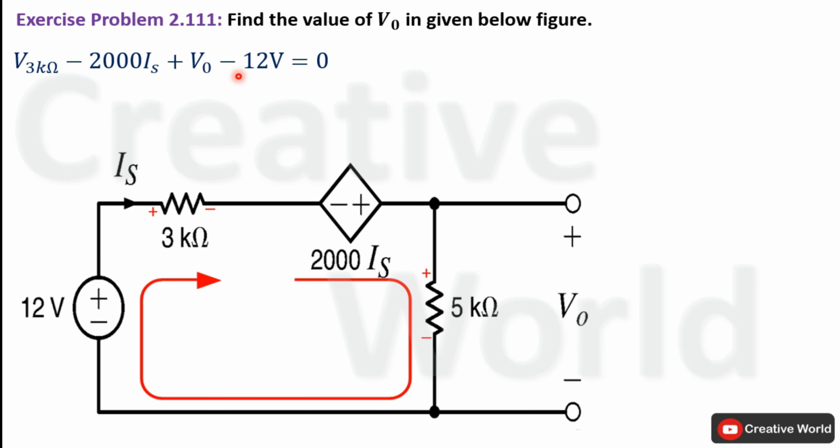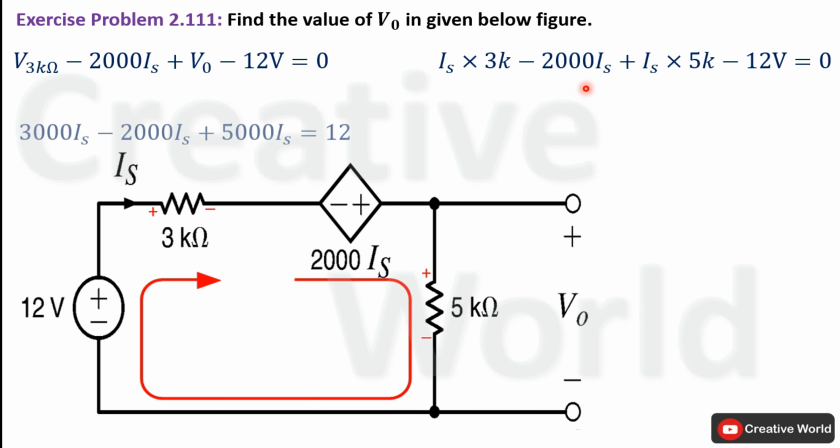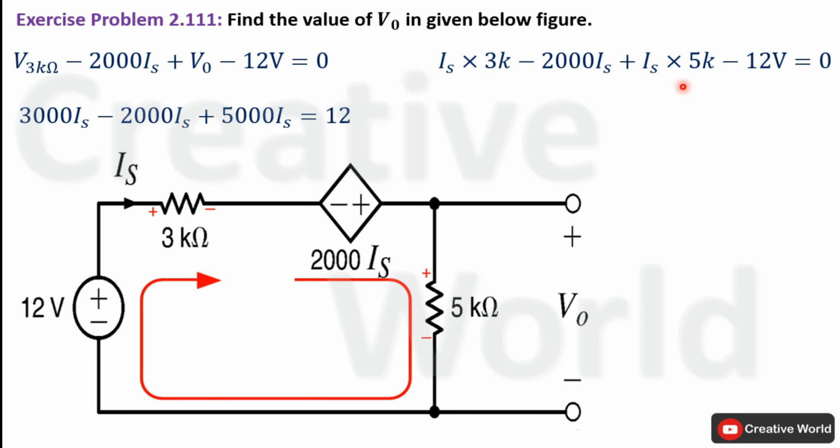Now using Ohm's law, replace these two voltages with their equations. Voltage across 3 kilo ohm resistance will be the product of current Is and 3 kilo ohm. Similarly, voltage V0 will be equal to the product of current Is and 5 kilo ohm. The equation will become 3000 Is minus 2000 Is plus 5000 Is is equal to 12 volt.